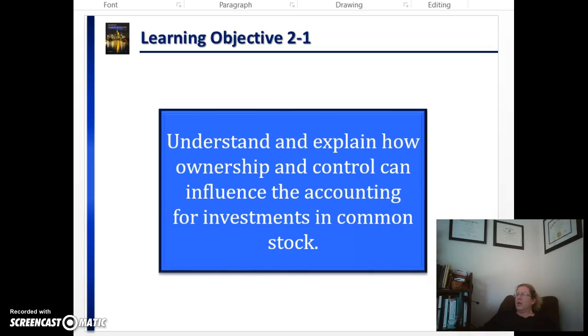differential. And the first learning objective that we're going to study is to understand and explain how ownership and control can influence the accounting for investments in common stock. So how do you account for an investment in common stock in another company? So if you own a company or you have a company and they purchase stock in another company, how do we account for that investment? How do we put it on the books? And that's what we're going to deal with here.